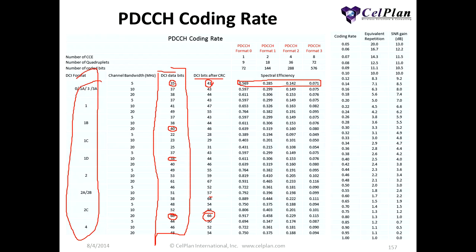So I will analyze how much redundancy I have to add and what is the spectral efficiency. On the right-hand side table here, I put several coding rates, what the equivalent repetition is, and what is the signal-to-noise ratio gain given by the repetition.